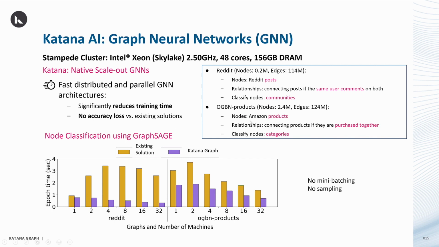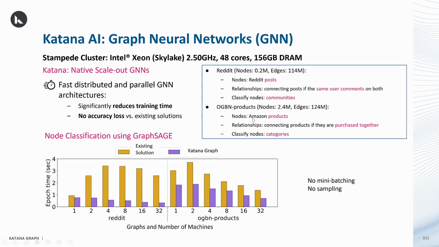Here are two data sets. These are all real-world data sets. One is a data set consisting of Reddit posts, where the posts are nodes. And the relationships are, they connect posts if some user has commented in the same post. What we want is to classify nodes into communities. There are these subreddit communities. So we automatically want to detect these communities. And that's what this graph neural network does on Reddit.